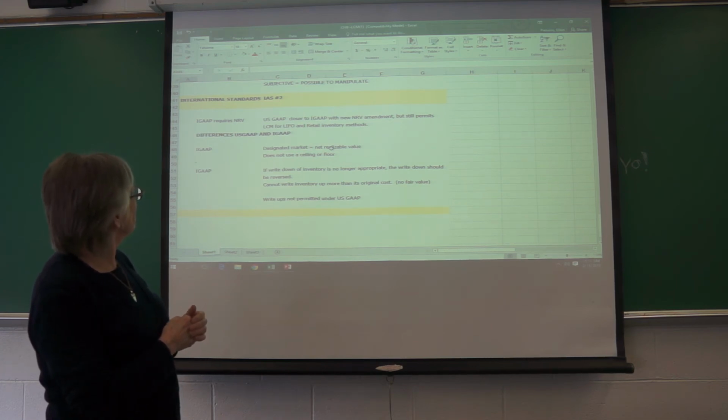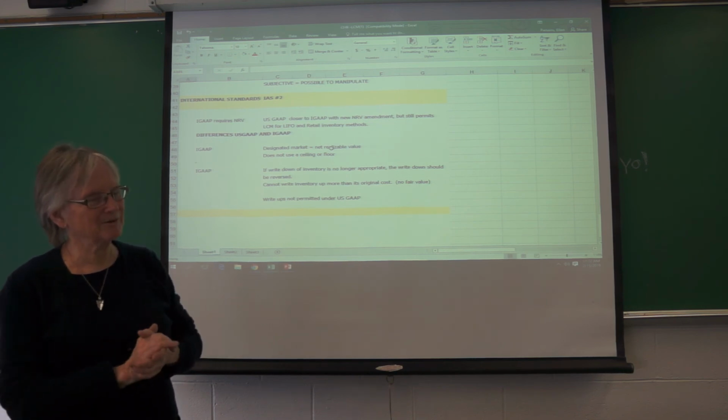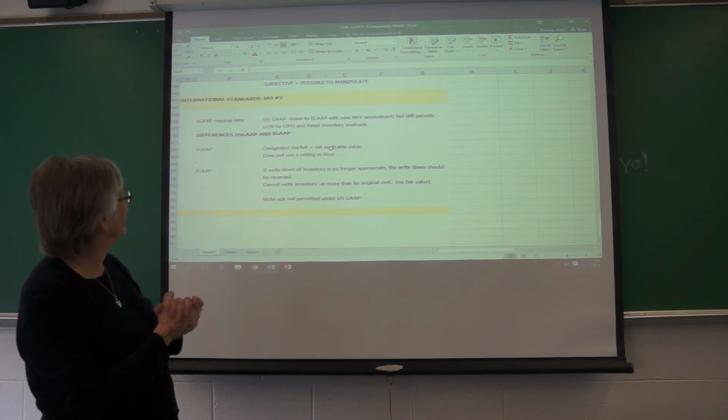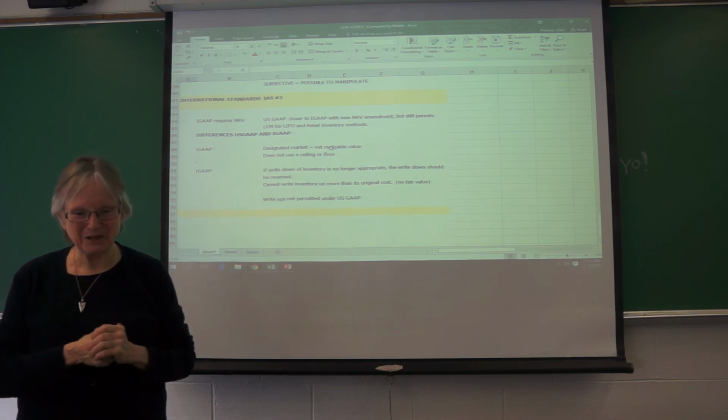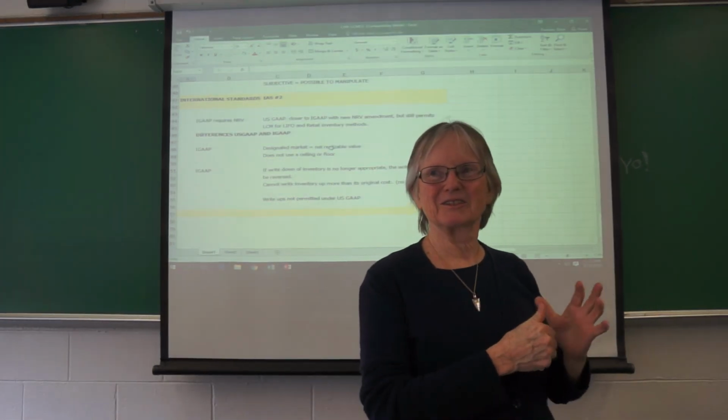Basically, IGAAP requires net realizable value, and US GAAP, they do both, okay? So that, you can take a look at that as well. I'll do a couple of the brief exercises, just see if that helps.